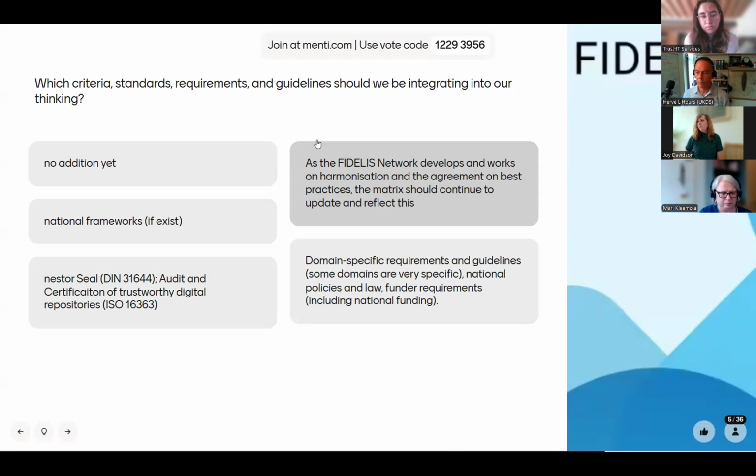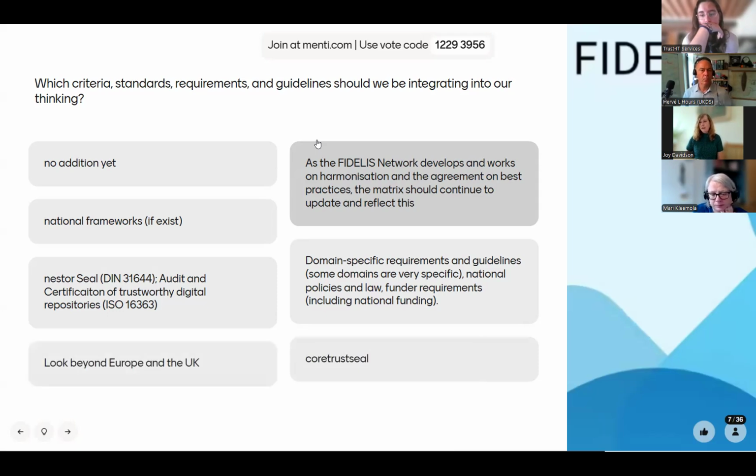FIDELIS network develops and works on harmonization and agreement on best practices. The matrix should continue to update and reflect this. Definitely, I think that's certainly something that we're hoping to do as well. Nestor seal, audit and certification of trustworthy digital repositories, ISO 16363. I don't know if they're in the thinking already, but I know certainly Hervé will be aware of all of these and is probably doing something on them.